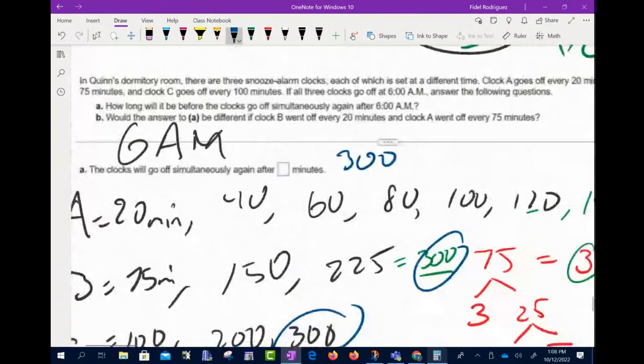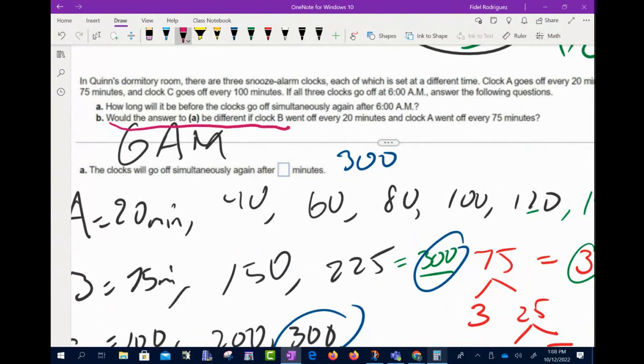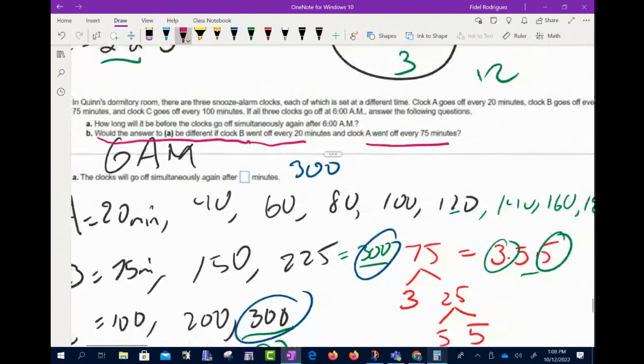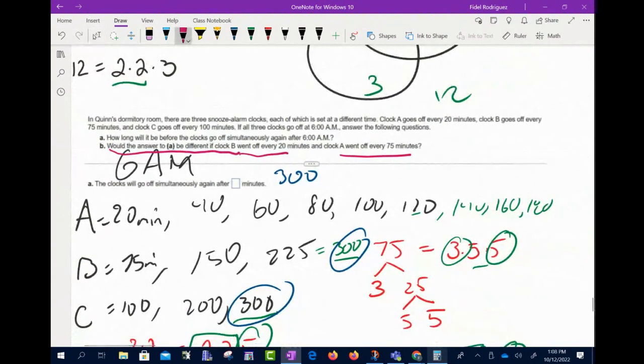Now, y'all, there is a second part to that question. The second part of the question says, would it be different if clock B went off every 20 minutes and clock A went off every 75? So all they're doing is they're calling that one B and that one A. But it wouldn't make any difference because my numbers haven't changed, right? So we would say no, it's not going to make any difference, right?